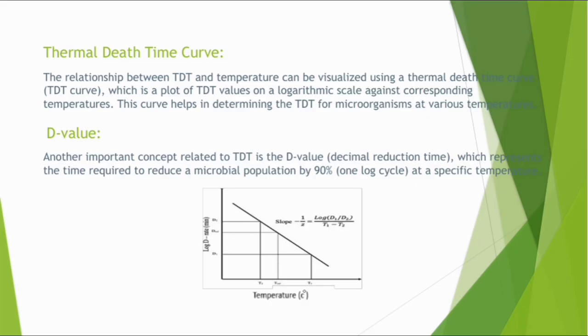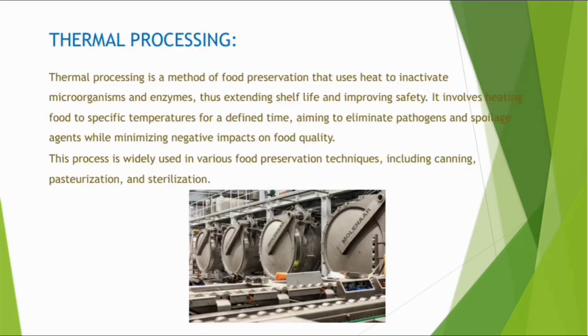This is a key concept because it tells us how long it takes at a specific temperature to reduce the microbial population by 90%, or 1 log cycle. Think of it as a measure of how quickly a particular temperature can achieve a significant microbial reduction. Understanding the d-value helps us optimize heat treatments, ensuring safety and quality without overprocessing. Together, the TDT curve and d-value give us a comprehensive understanding of thermal inactivation, which is central to controlling microbial growth in food safety and sterilization processes.